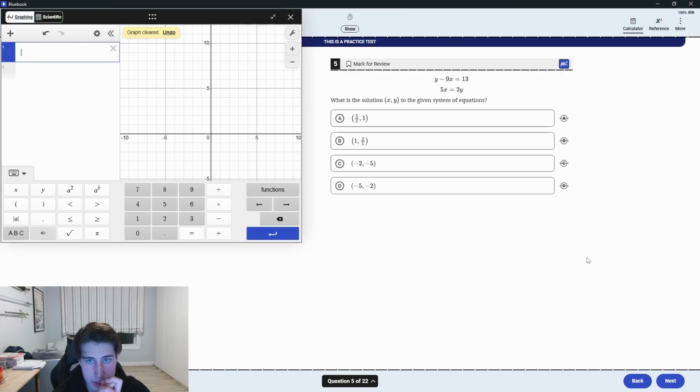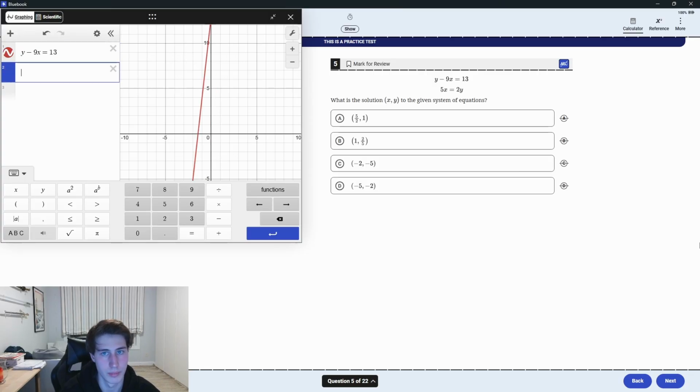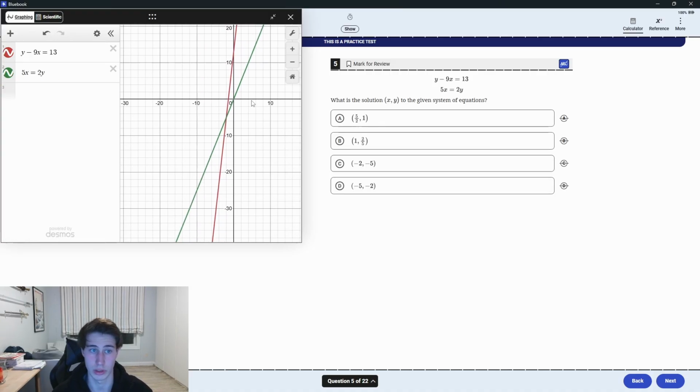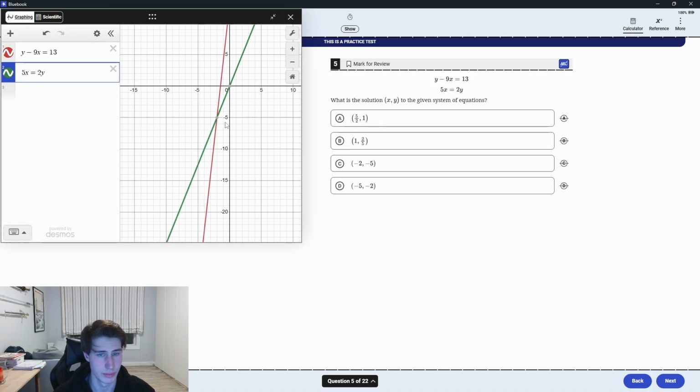Number 5, what is the solution xy to the given system of equations? So this is the easiest possible problem that you can solve using Desmos. Y minus 9x is equal to 13. 5x is equal to 2y. And then literally just look at where they intersect. -2, -5, and that's your answer choice. This is the easiest possible question that you'll have on Desmos. It's literally just, what is the solution, just find where they intersect.